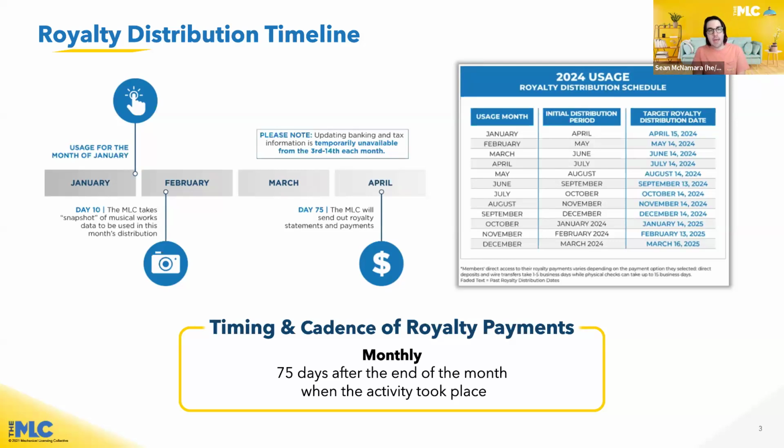So then finally, the 75-day distribution timeline closes in mid-April for this example timeline. So for January usage, it'll get paid out in mid-April. That is roughly 75 days. And again, you can find at any time on the MLC's website an updated distribution schedule, such as you'll find in the top right-hand corner of the screen, letting you know exactly what usage month is being paid in what distribution period and when you can expect that target distribution to happen.